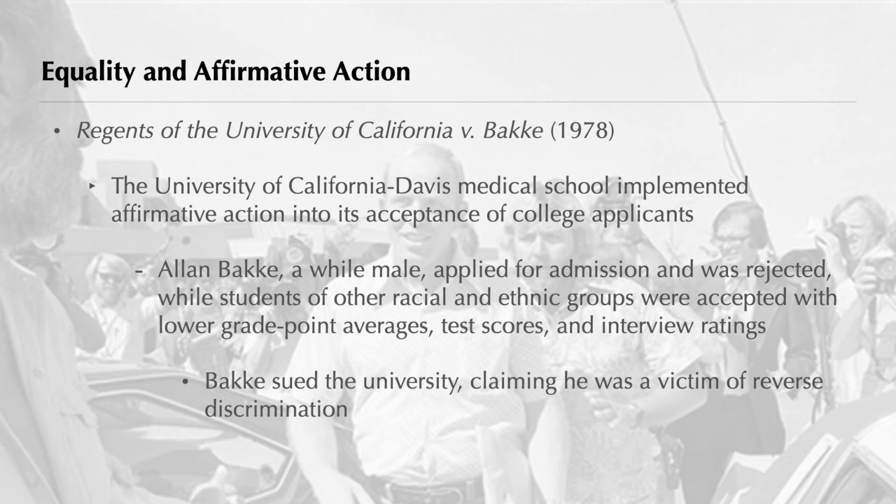One school with an affirmative action program was the Medical School of the University of California at Davis. The school reserved places in each entering class for African American, Hispanic American, Asian American, and Native American students. In 1973, and again in 1974, a white applicant named Alan Bakke applied for admission and was rejected, although some members of other racial and ethnic groups were admitted with lower grade point averages, test scores, and interview ratings. Bakke took the university to court, arguing that he was a victim of reverse discrimination.